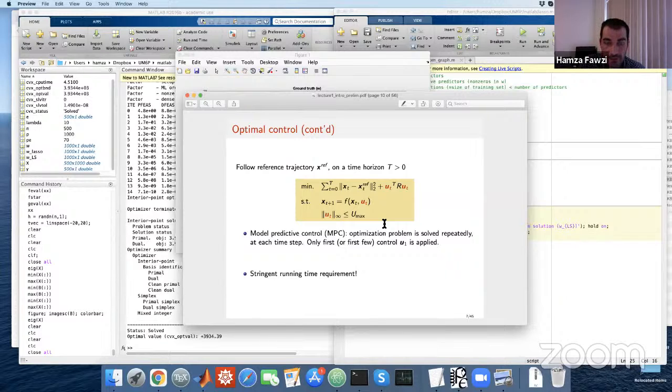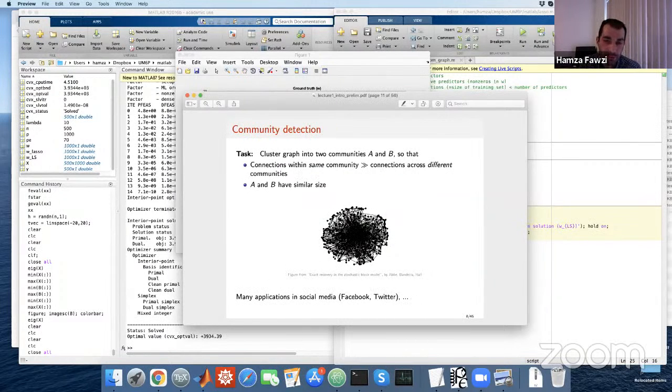Okay, so this was the second example from a different area. Let me now talk about a third example, which is the problem of what we call community detection. This is a problem that is very natural when you think about data sets like Facebook or Twitter. The idea is you have a certain graph. Think about a Facebook graph where the nodes are people and you have links if those people are friends, for example.